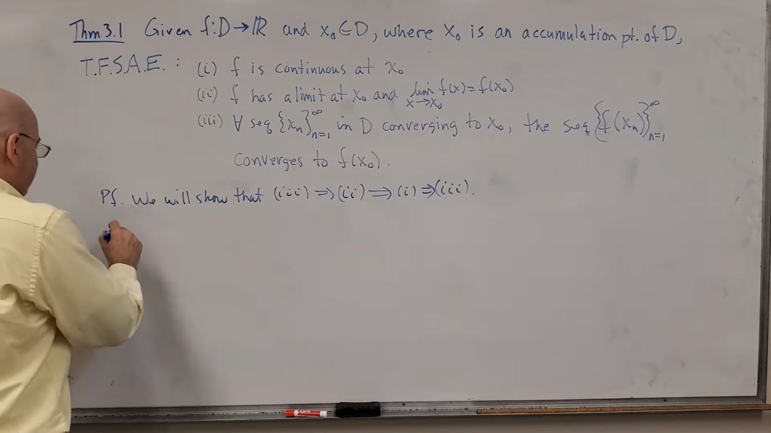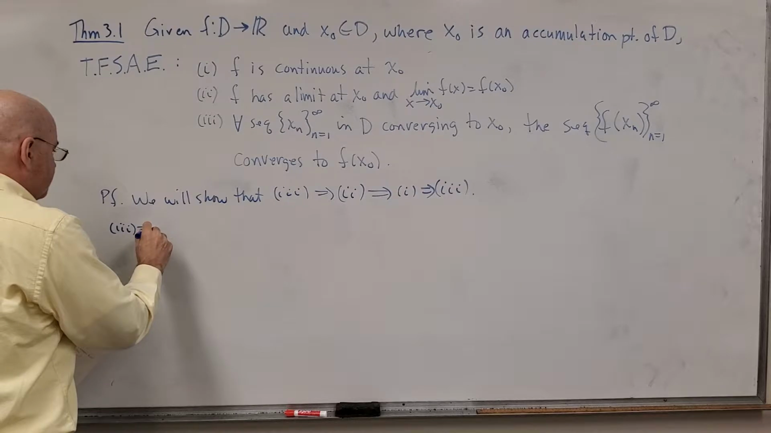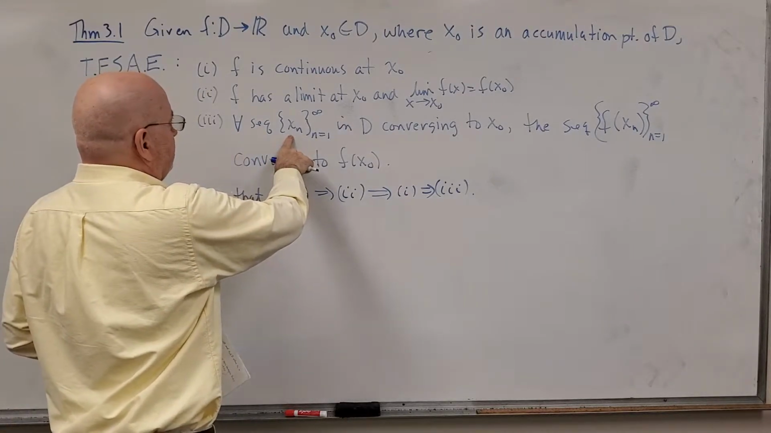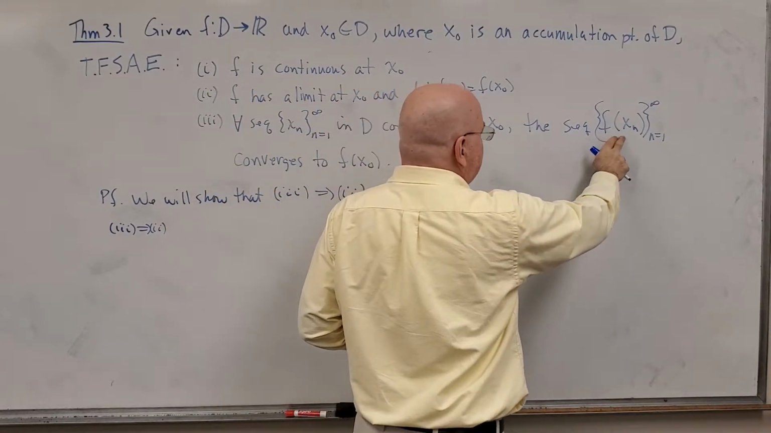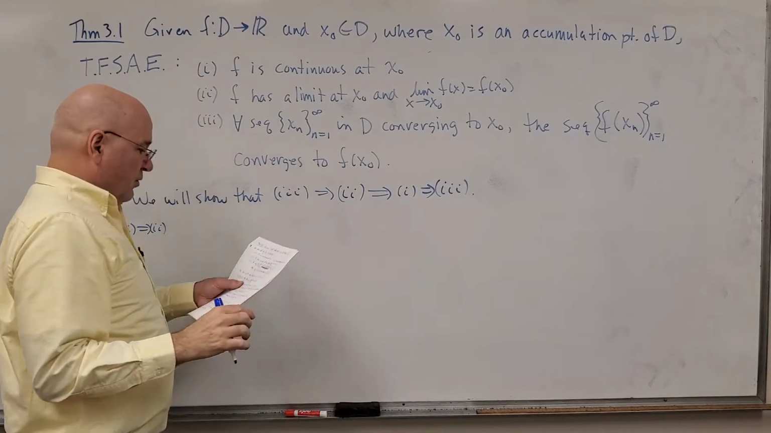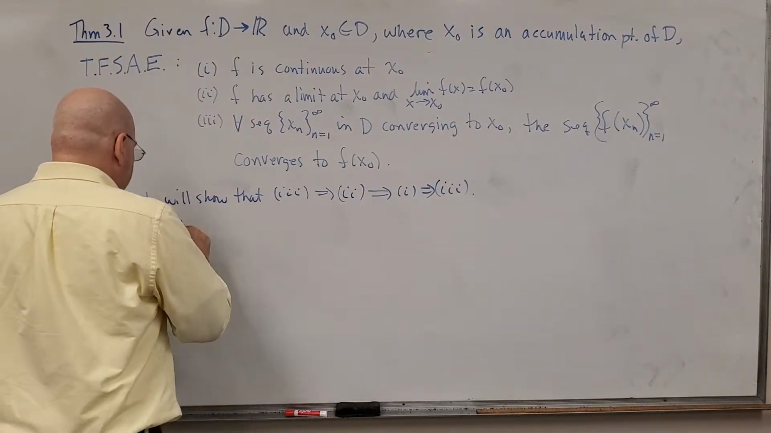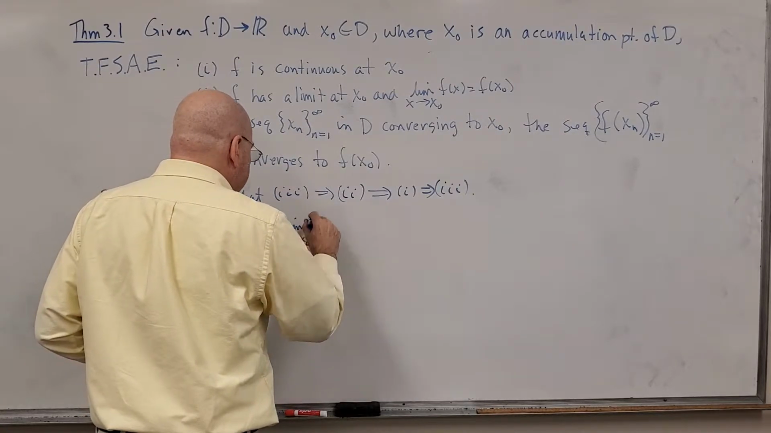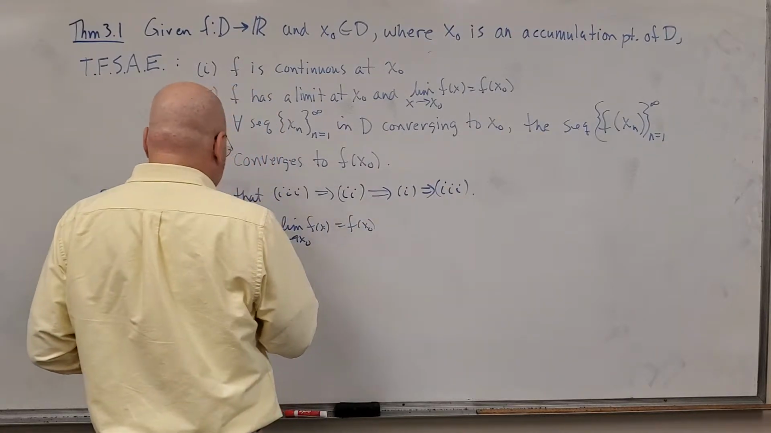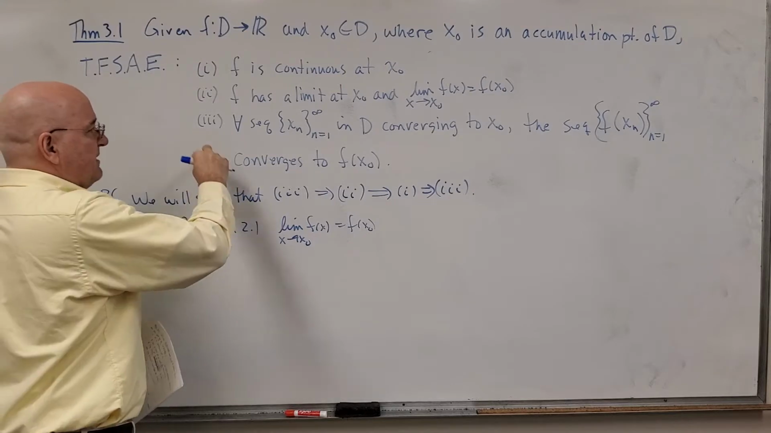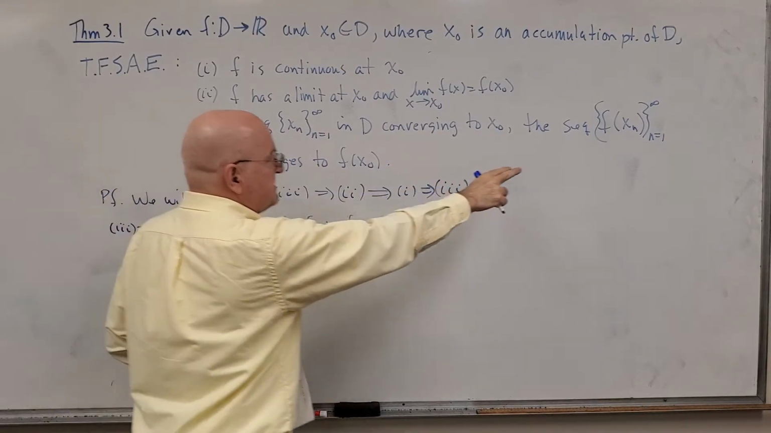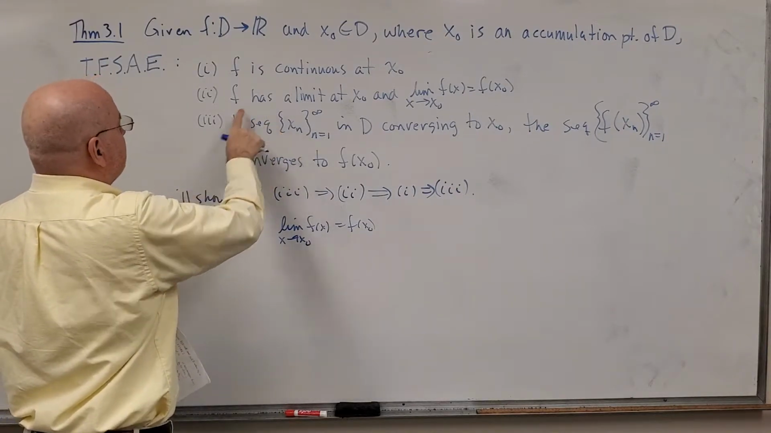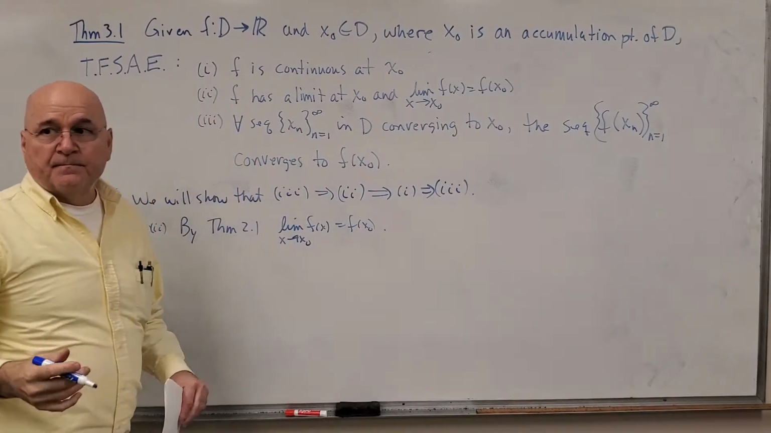I know I have enough room for the first part. The first case is 3 implies 2. Every sequence x_n in D that converges to x naught means that the sequence f of x_n converges to f of x naught. Well, that comes straight from theorem 2.1. By theorem 2.1, when that holds, we know that the limit as x goes to x naught of f of x is f of x naught. I'm not going to write that theorem down, but it's the one that discusses sequences converging to x naught. If all of them have f of the sequences converging to f of x naught, that means this is true. So 3 implies 2. That's the whole statement of the first proof.